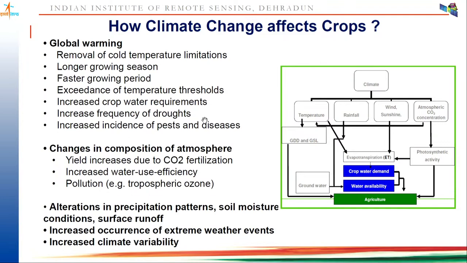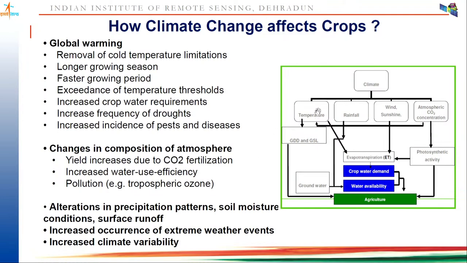Similarly, there will be an increase in frequency of drought. As I already said, there will be an increase in intensity of rainfall, but this rainfall will be concentrated in a few rainy days. So more days will be there during the growing season without rain. There will be an increase in frequency of dry days. As a result, there may be an effect of drought. Increased incidence of pest and disease also. More pests and diseases will be there.